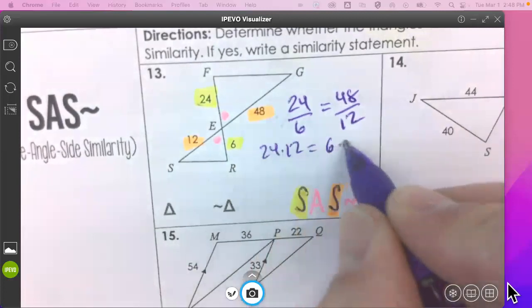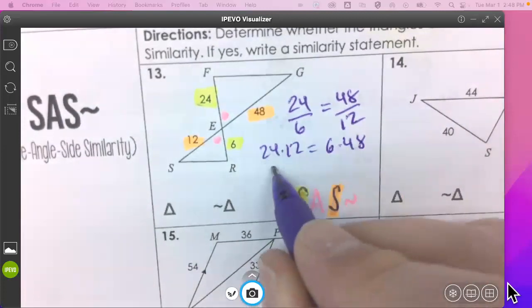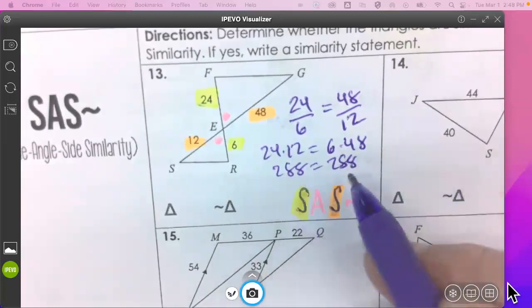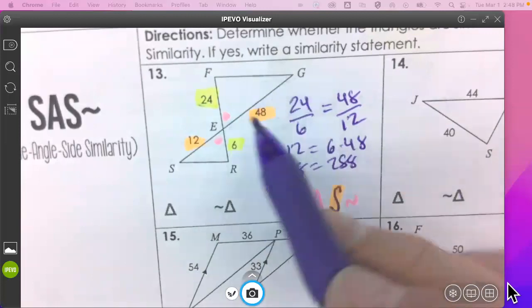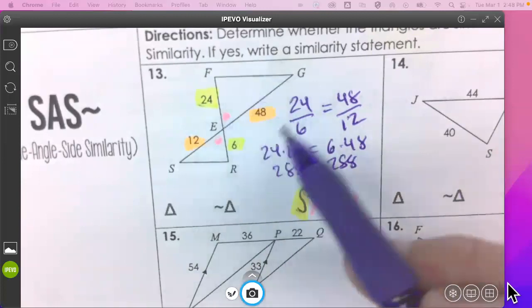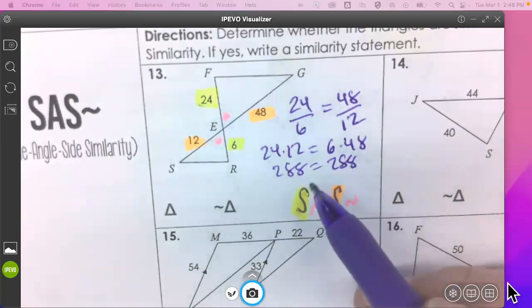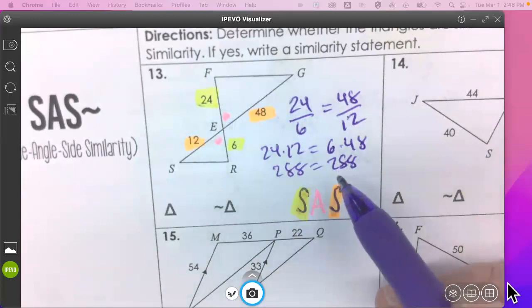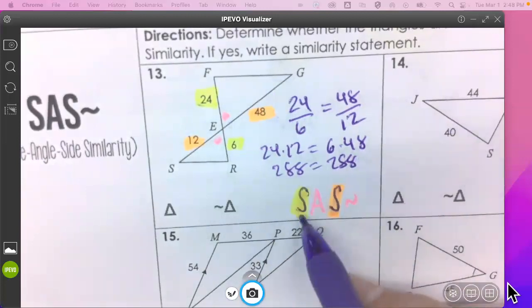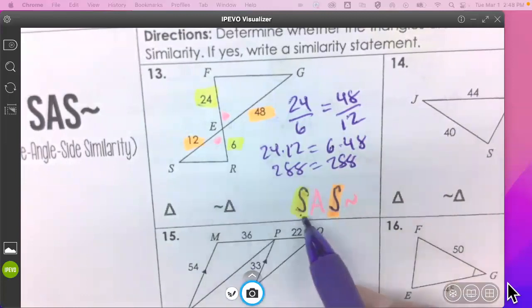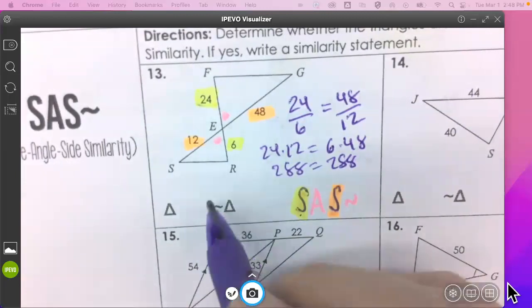24 times 12 equals 6 times 48. 144 times 2 is 288 equals 288. And please note, this number, the 288, is of no significance in this problem whatsoever. It's not the area, it's not the scale factor, it's not the altitude, it's nothing other than what verifies that both ratios are the same proportion. But since they're the same, that gives us our two S's. We got the vertical angles for the A. Therefore, by side angle side similarity, these two triangles are similar.